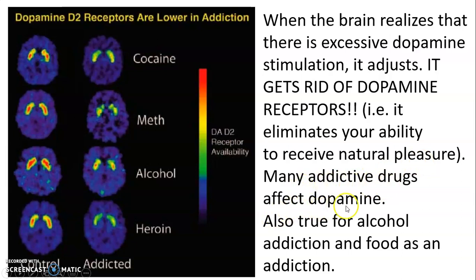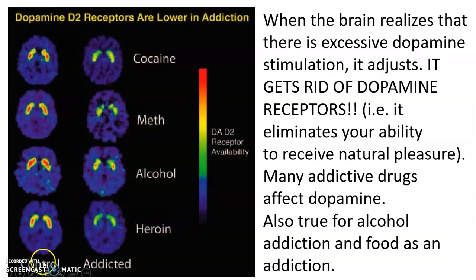Many addictive drugs affect dopamine. It's also true for alcohol addiction. Apparently, food addiction can do this to some extent also. So now let's look at the pictures. These pictures represent the quantity of dopamine receptors. They're called D2 receptors, dopamine receptors. Red is really high quantity. Yellow is pretty high. Green is quite high. Blue is super low. These are brain scans, okay?